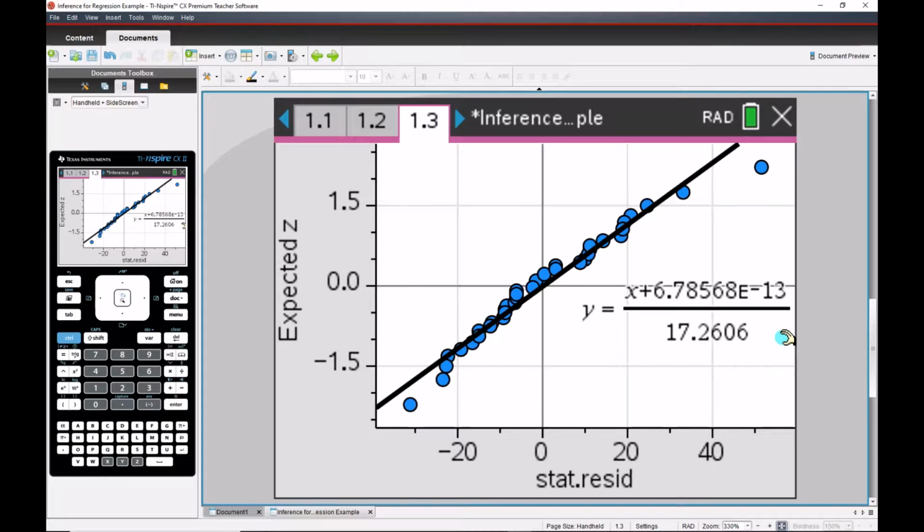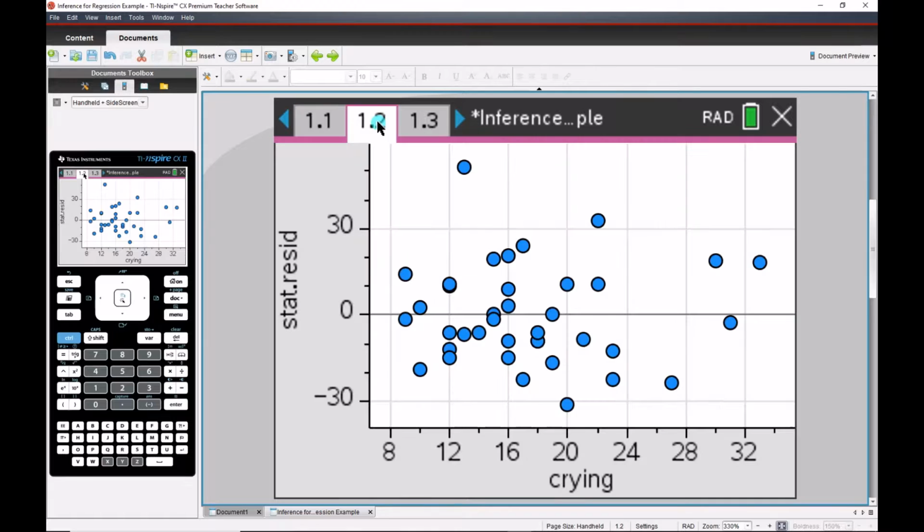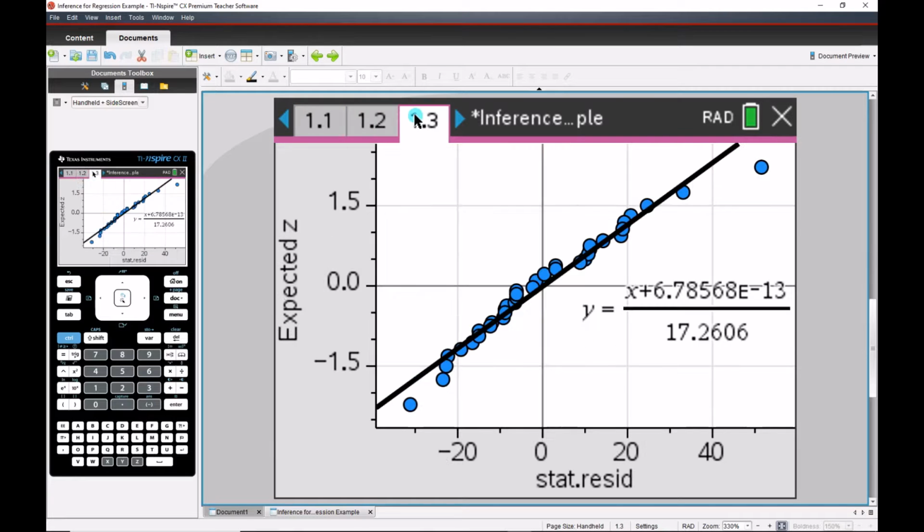We saw linear behavior in the scatter plot. We had arguably an okay amount of equal variance in the residual plot. We're seeing normality here, and we'll just assume independence because we're assuming that the sample of these kids was picked randomly.